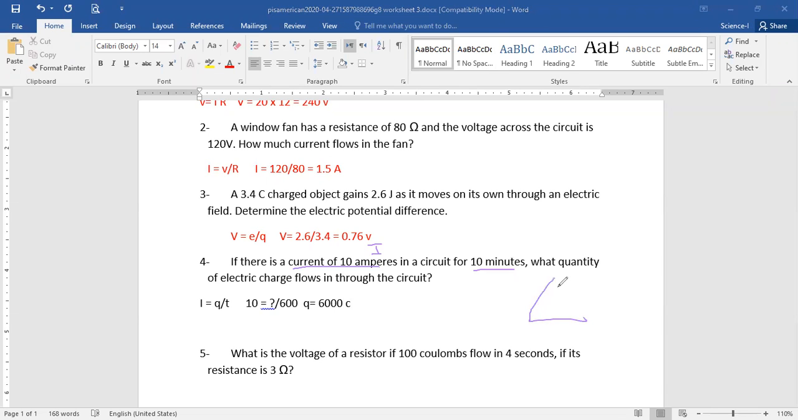Regarding this triangle, we said that I equals Q over T. In that problem, he is asking about the quantity of charge, which means he is asking about the Q. So we can say that Q equals I multiply T. The current is already 10 amperes, no problem. Multiply by time. So what time do we have here?